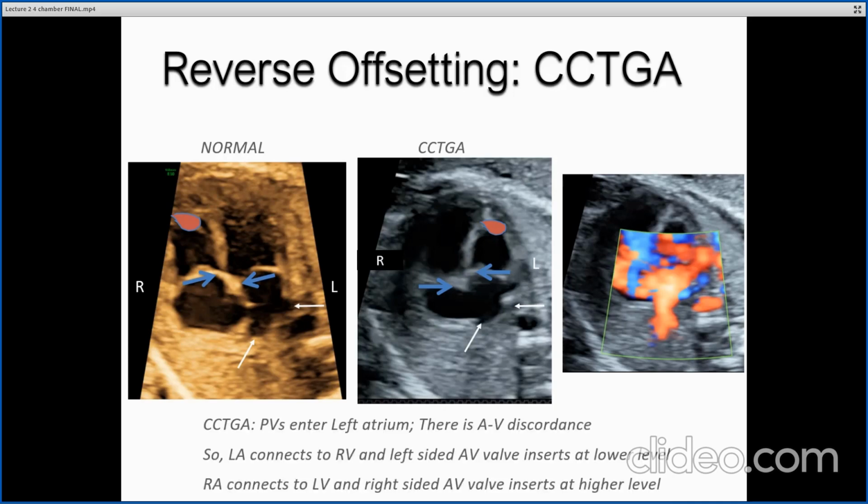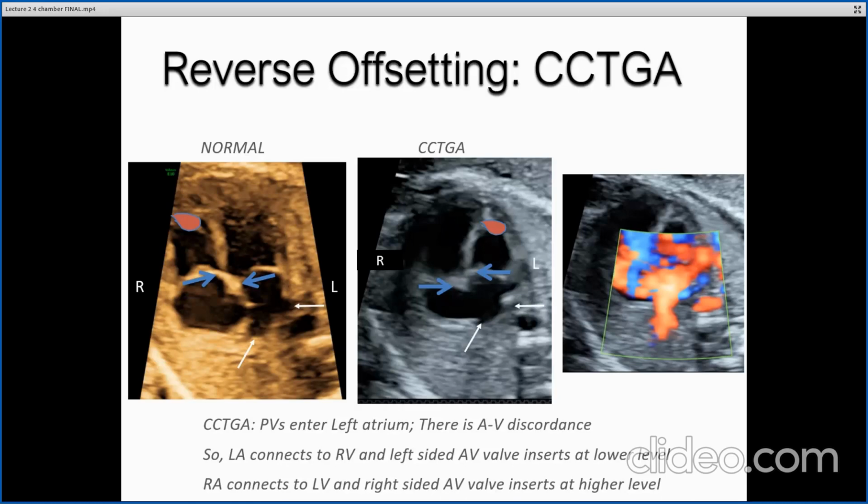So that is the morphological tricuspid valve. Hence, the anatomy of corrected transposition is that the atrial morphology is same. The left atrium is left-sided, and the pulmonary veins enter the left-sided atrium. Then there is atrioventricular discordance. The left atrium connects to the right ventricle, and the left-sided AV valve is at the lower level. So that is the tricuspid valve. The right atrium connects to the left ventricle, and the right-sided AV valve is inserting at a higher level. So that's the morphological mitral valve.